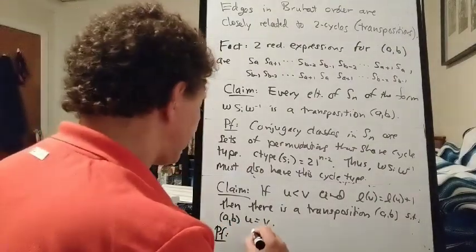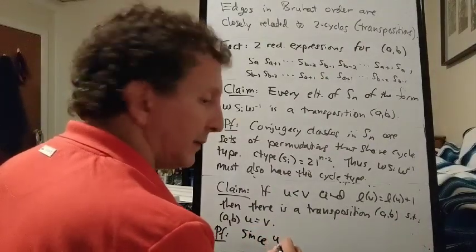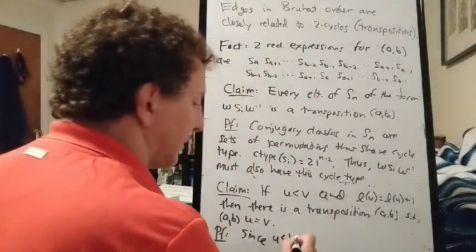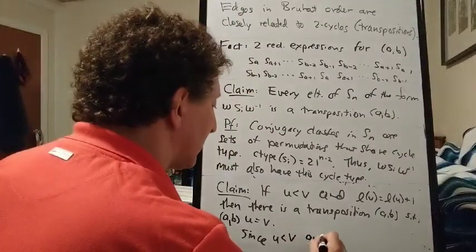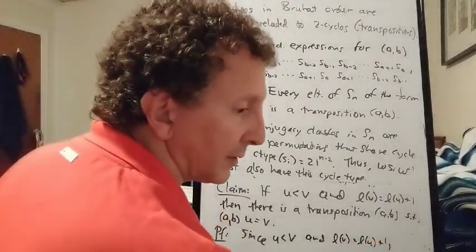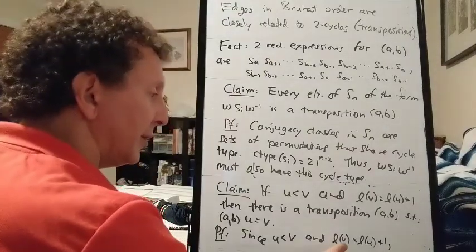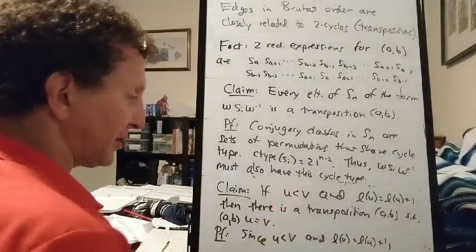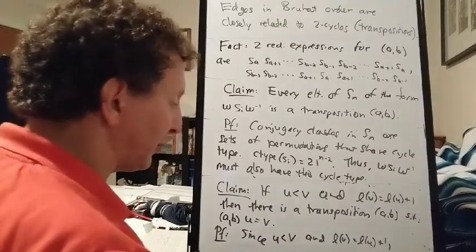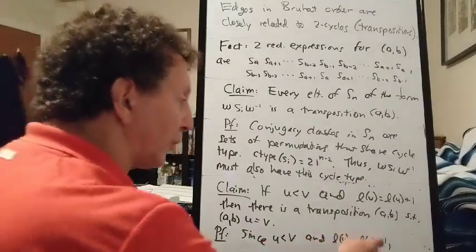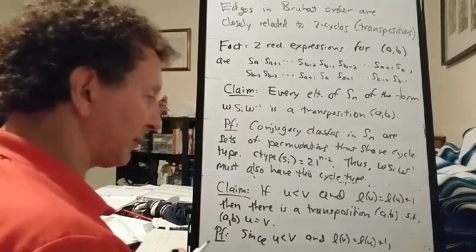All right, to prove this, since U is less than V, and length of V is length of U plus 1, there's a reduced expression for V, which if we took out exactly one generator, we'd get a reduced expression for U. Because by the definition of Bruhat order, V is greater than U in the Bruhat order only if a reduced expression for V contains a reduced expression for U. If the length is 1 greater, that means that there's just one generator we can take out to get a reduced expression for U.